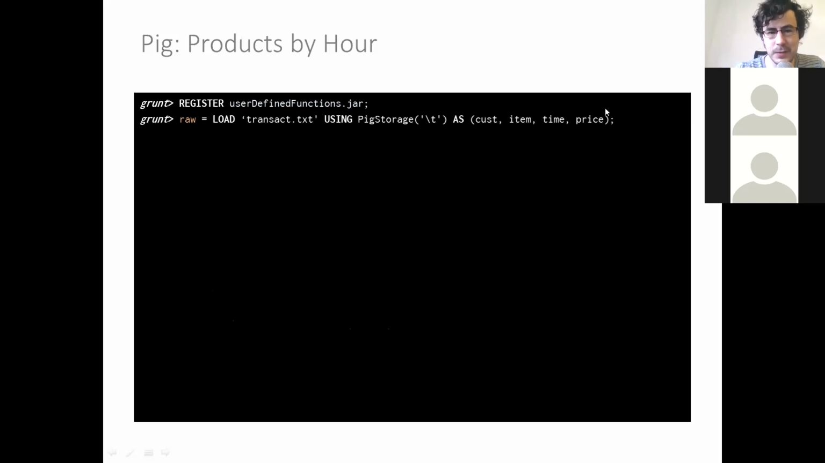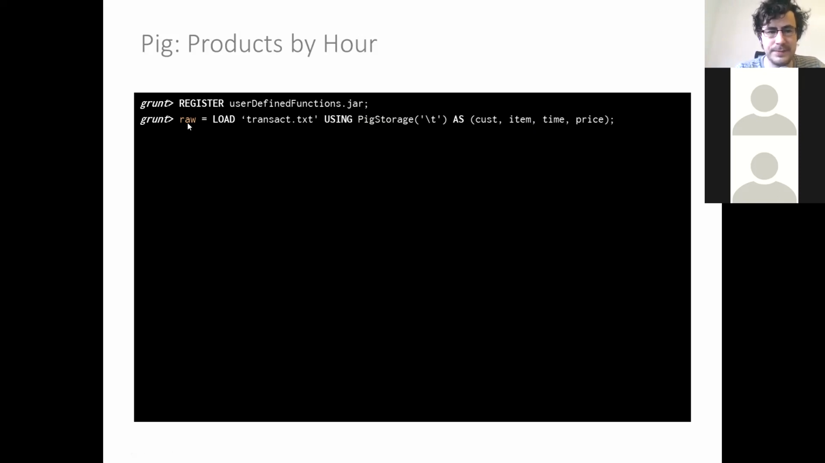What do I mean by load? I don't mean load into memory. It just means that Pig will open the file. It's not going to load everything into memory. It's not even going to read the file. It's not going to do anything for the moment. But what we can do is define a schema. We can say that this table is separated with tabs, and we have 4 columns, and we're going to call the 4 columns customer, item, time, and price. It's not necessary that the file contains a first row with the header or anything like that. It can start directly with the data.